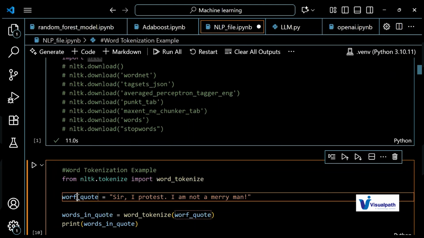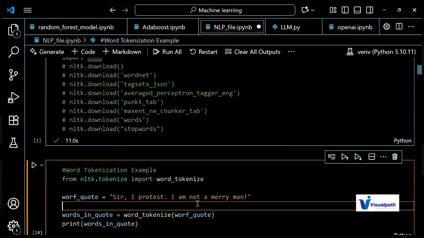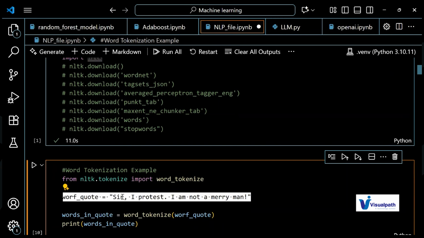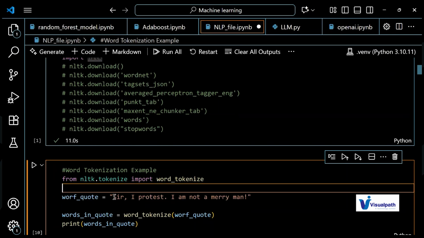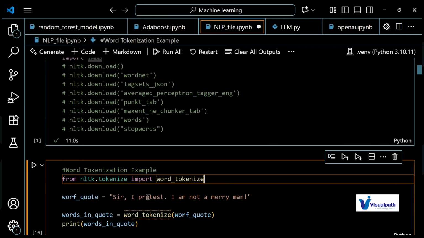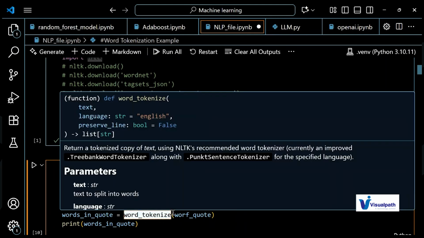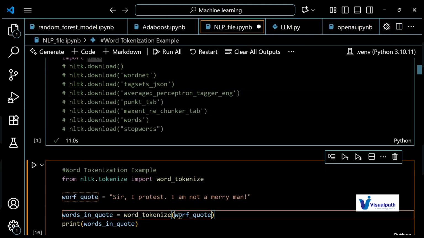Here I'm taking a sample variable called word_data, which has sample text: "Sir, I protest. I'm not a merry man." To perform word tokenization, I will give this input to the word_tokenize method, and it will tokenize the entire sentence into words. Whatever I've imported, I'm using the same thing in the code: word_tokenize, a function to which I'm passing my input, word_data.